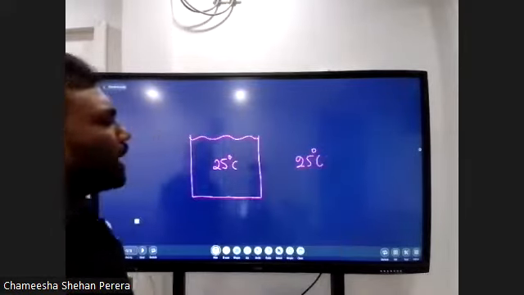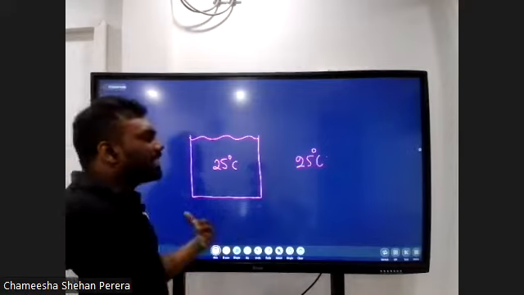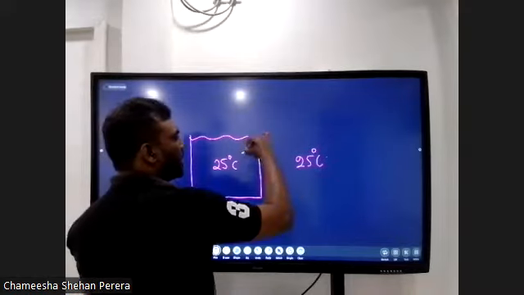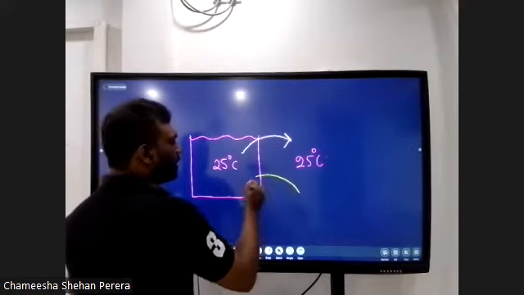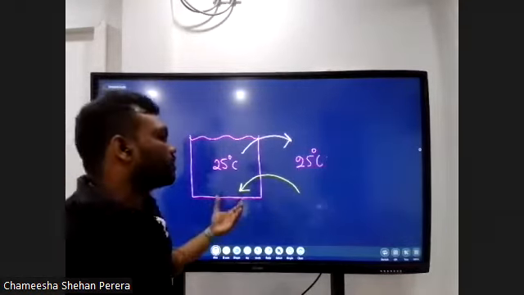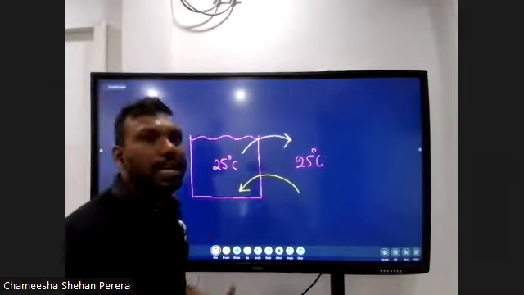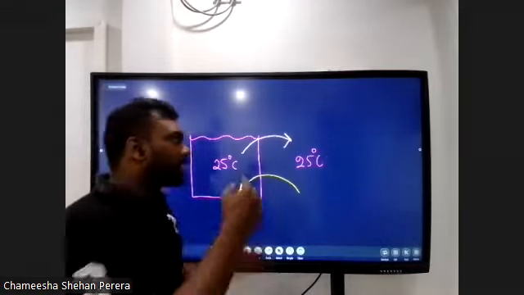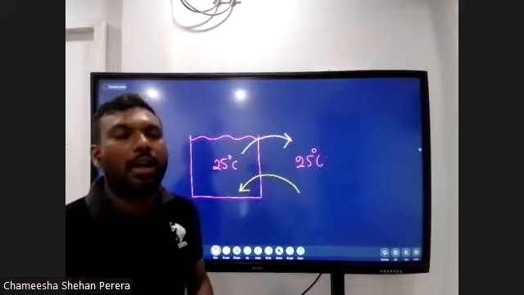Now, Eli, you got to tell me into which direction the heat could flow. I'm giving you 2 options. Option number 1, heat from the container goes out. Option number 2, heat from the external environment flows into the container. The container has some reactants. The temperature inside the container is 25 degrees Celsius and the external environment's temperature is also 25 degrees Celsius. What do you think would happen?